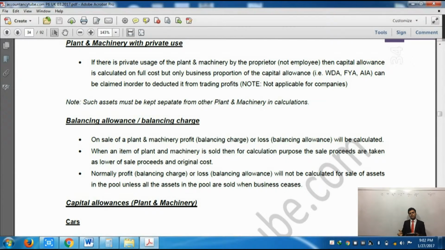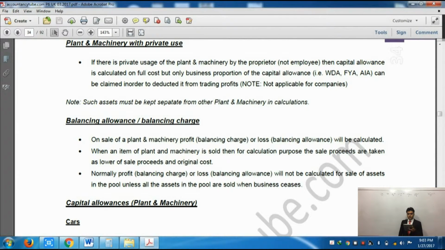One is private use by an employee. Say, for example, if I am an employee of AccountancyTube and I use something privately, that is not private use, is it? Because it is not private use by the boss, not private use of the owner. It is private use of the employee, so that is an expense. Whereas from the boss's perspective, private use by the boss is private use, right?